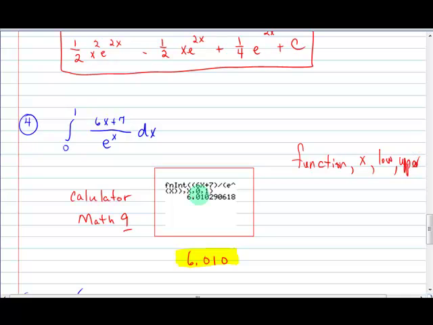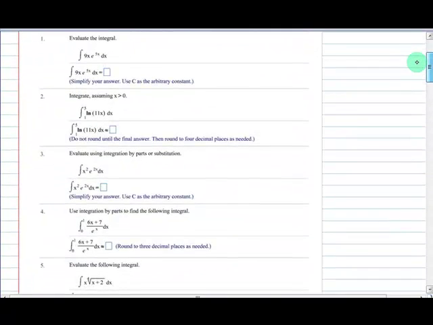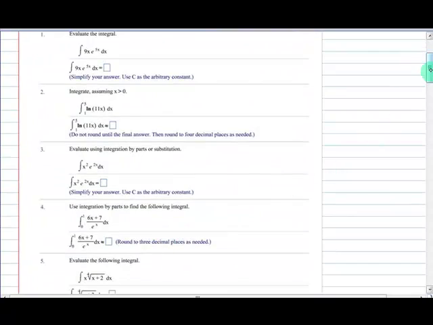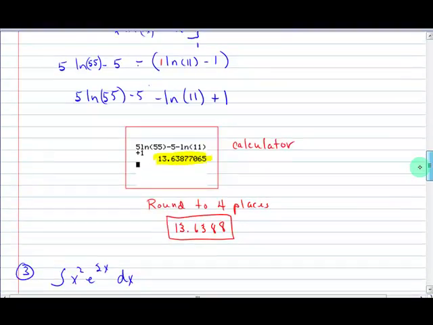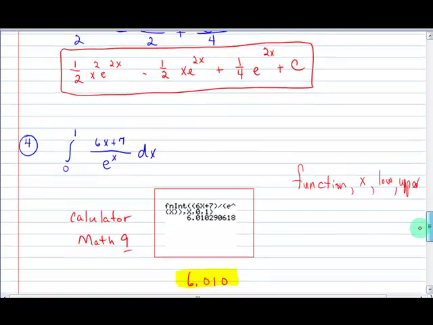Okay, so when you do that and hit enter, you should get that number, round it to, and maybe it says 3 places. Let's look back. Number 4, round to 3 decimal places. So just be sure you're looking at what to do on that.